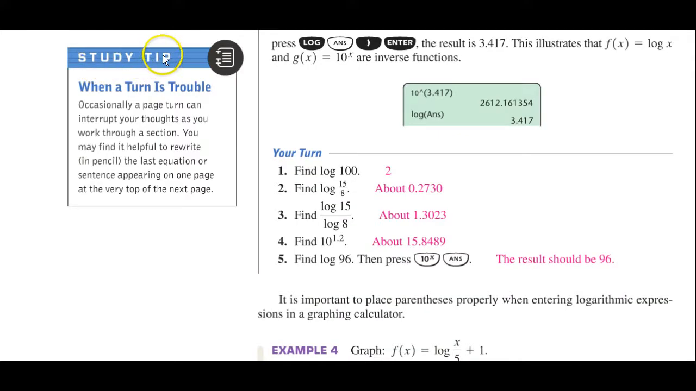Here's a little study tip: when a turn is trouble. If you're turning pages in your textbook, or even as you go to the next screen and scroll up, you lose what you have. So it's a good idea to write down the equation that you're working with, so if you do turn a page, you have a quick reference to what you're dealing with. Okay, now they are using calculators for this, and I'm going to have to see how we tie this in.